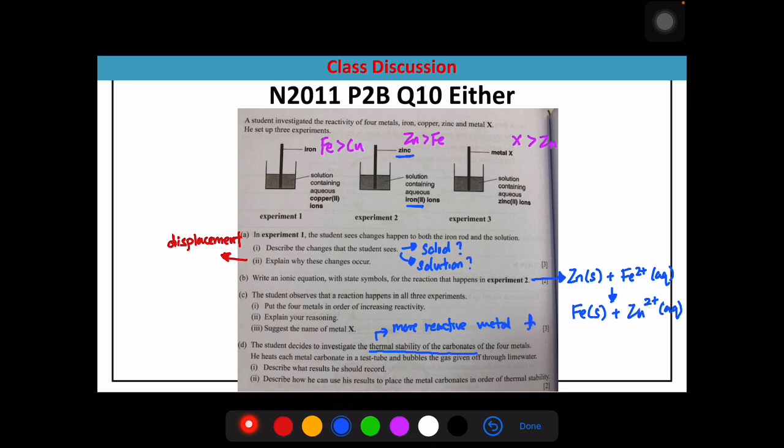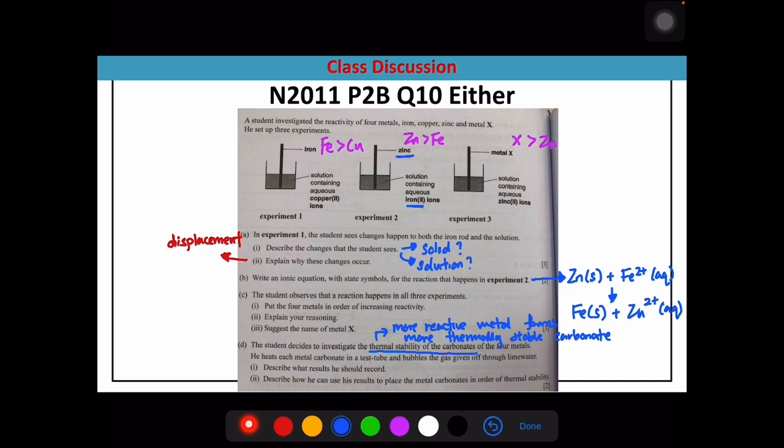they actually form more thermally stable compounds, or in this case carbonate. This means that the very, very reactive metals, when they form a carbonate, the carbonate actually doesn't really break down when being heated. Okay, so that means potassium, when it forms potassium carbonate, will be very, very stable. It doesn't decompose when it's being heated up, right?